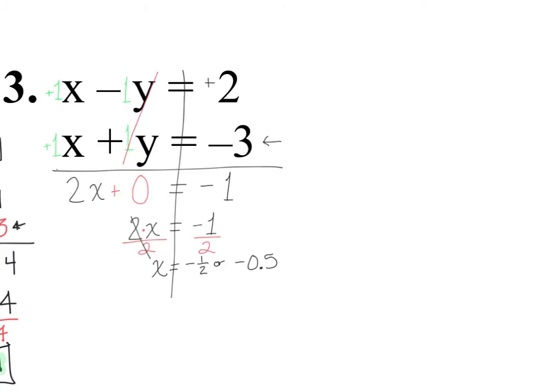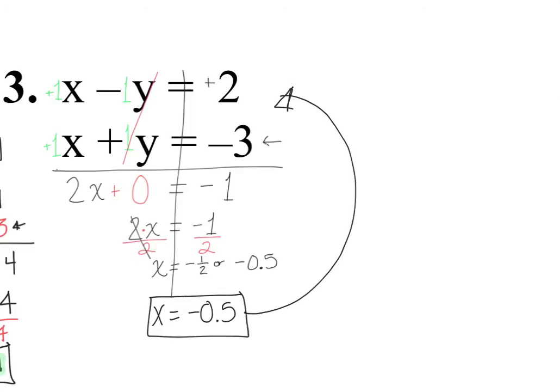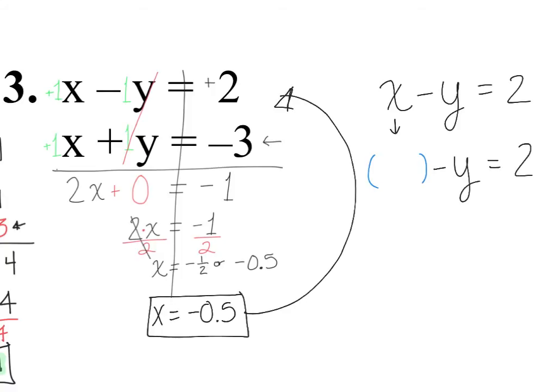Okay, as always, let's go back and take this x equals negative 0.5, and substitute it back into an equation. Does not matter which one, but I'll just do the first one. So I'm going to replace my x. So the x is going to have parentheses minus y equals 2. Again, I can only replace my x because that's the only number I know. Inside those parentheses is going to be negative 0.5. And we go ahead and start solving.